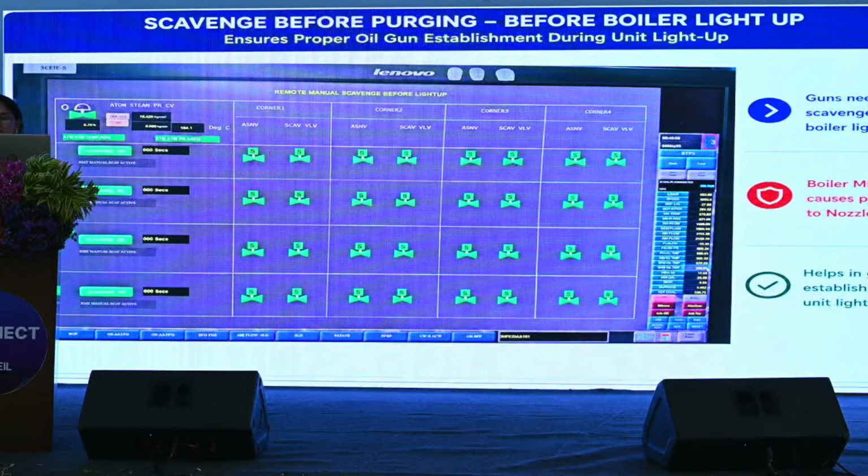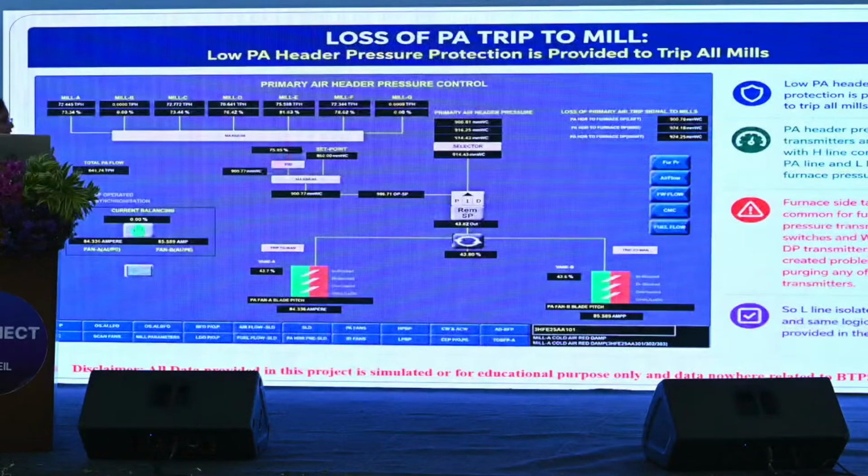So what we have done is, we know very well that the MFT hardware signal is not going to the scavenge valve and atomizing steam valve, only to the oil guns. So we have developed a logic where even before purging, you open the scavenge valve and atomizing steam valve, you scavenge the oil guns, and then, ensuring all the guns are scavenged, only then light-up activities will start. Light-up means purging of the boiler and all the other sequence of events will begin. By this, startup time has reduced a lot.